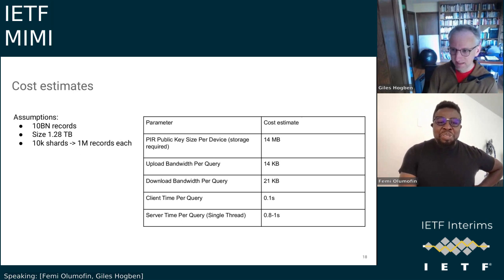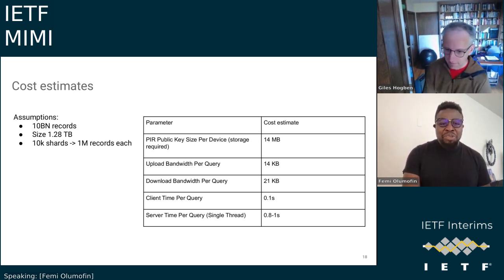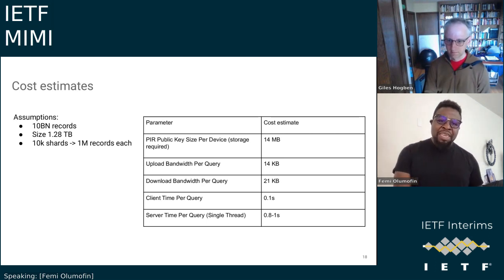So this is the result of our experiment. We look at 10 billion records, each record 128 bytes in size, for a total of 1.2 terabyte database. We split it into 10K shards, each with a million records. The numbers on the right are the performance numbers for a single shard in the database. The 40 megabytes is the public key storage that is required on the device. This is an offline thing. It's a one-time process. The user doesn't need to do this download every time.